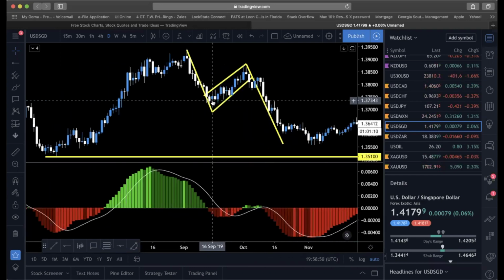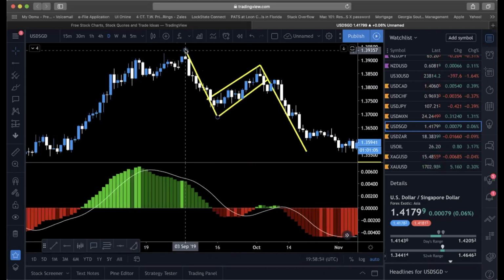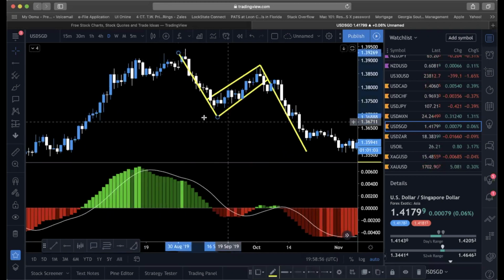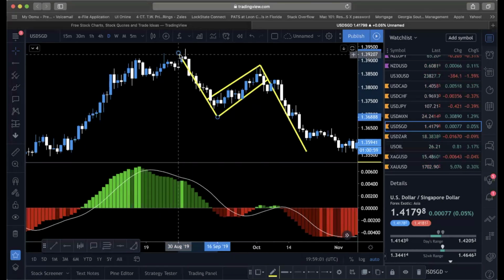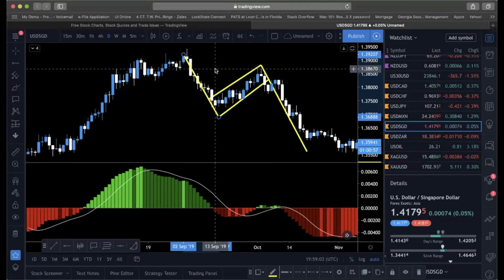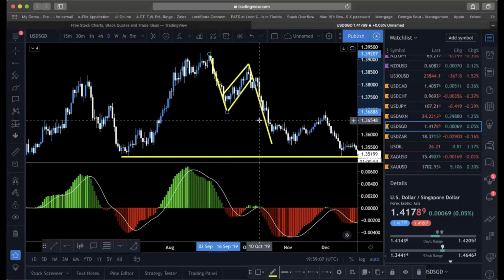Today we're going to be talking about bearish flags, how to trade them, and how to spot them. This is a bearish flag. They call it a bearish flag because this is the pole, and this is the flag. It looks like an upside down flag, and it's a continuation pattern that shows you price is going to continue in a downtrend.